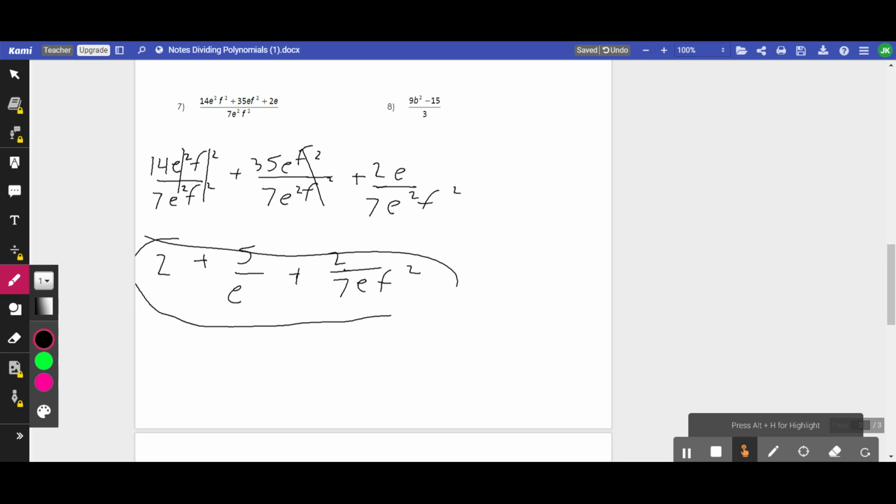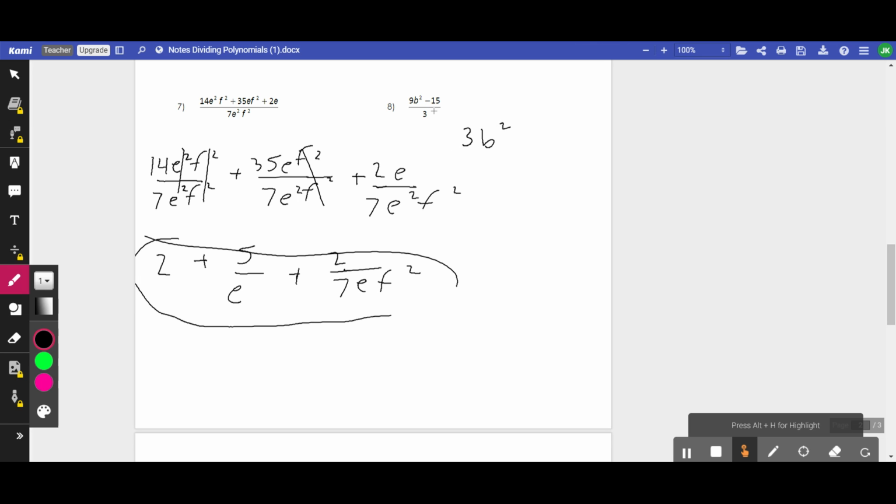And then for the last one here, for number 8, so you're dividing 9b squared minus 15 by the 3. So instead of writing this out, I'm just going to divide each of your terms by the 3. So you can divide the 9b squared by the 3. So if you divide the 9 by the 3 there, then you'll get 3. So it'd be 3b squared, because the b squared would just stay up top. So you'll have 3b squared.